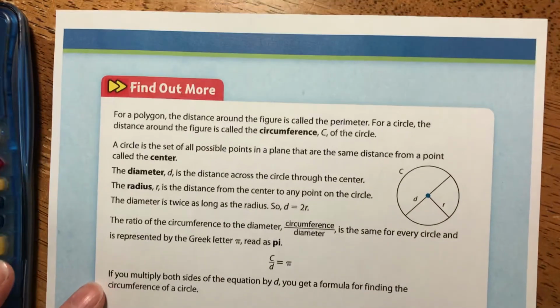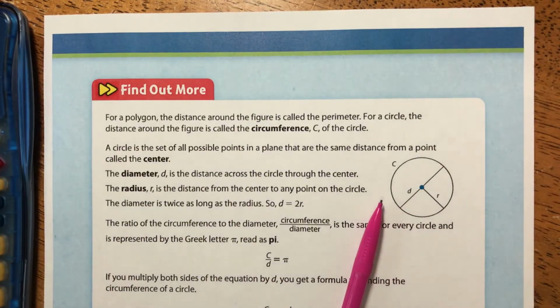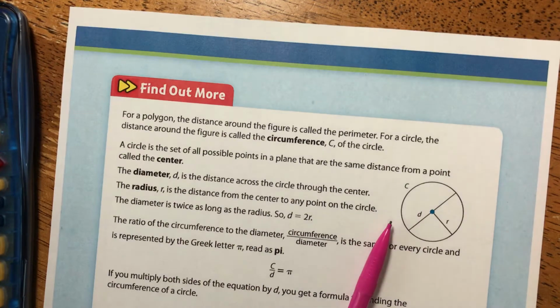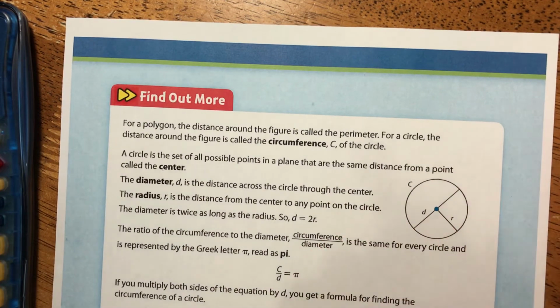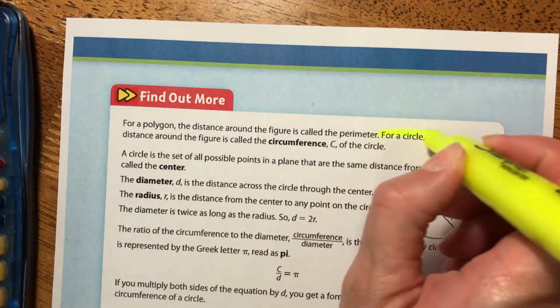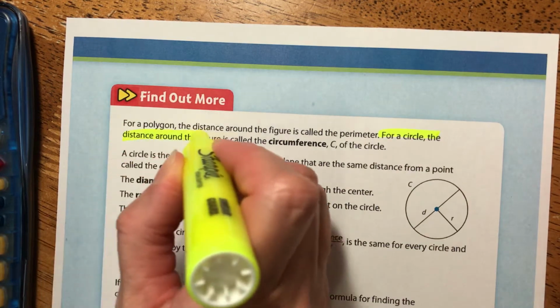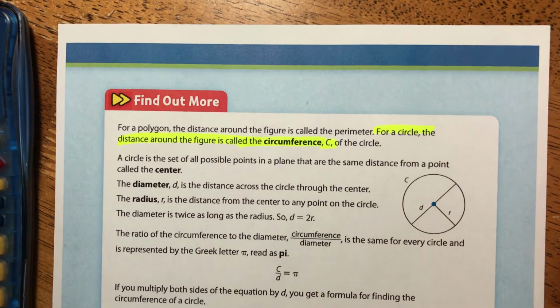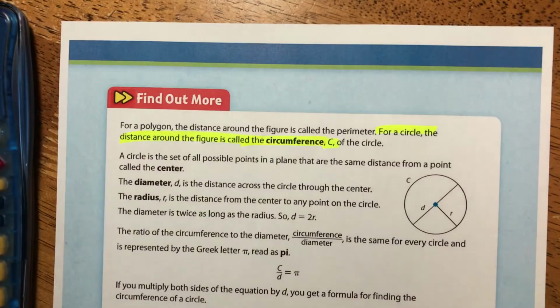Now we've got some vocab. Oh, did I show you that I had a highlighter? You might need a highlighter too. Okay, let's read through this. For a polygon, the distance around the figure is called the perimeter. We just talked about that. For a circle, the distance around the figure is called the circumference. So let's highlight that. It's a capital C. If they abbreviate it, you'll see a capital C.